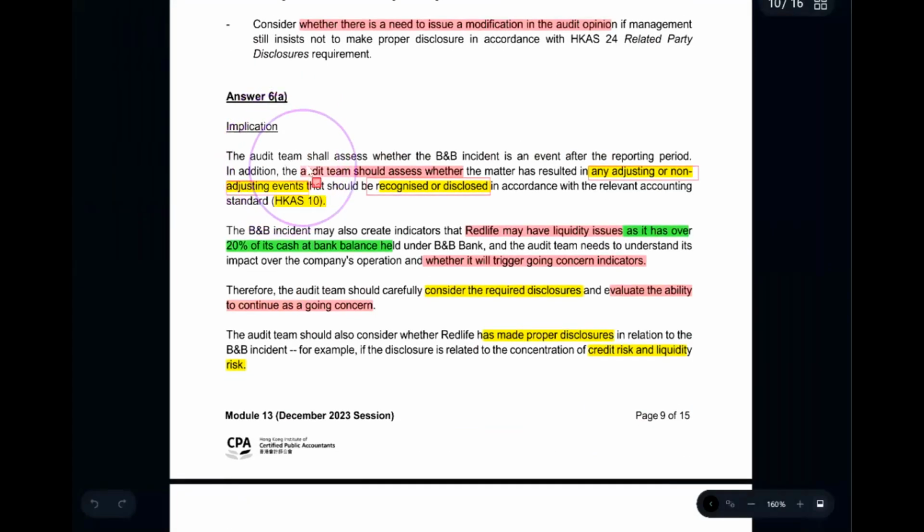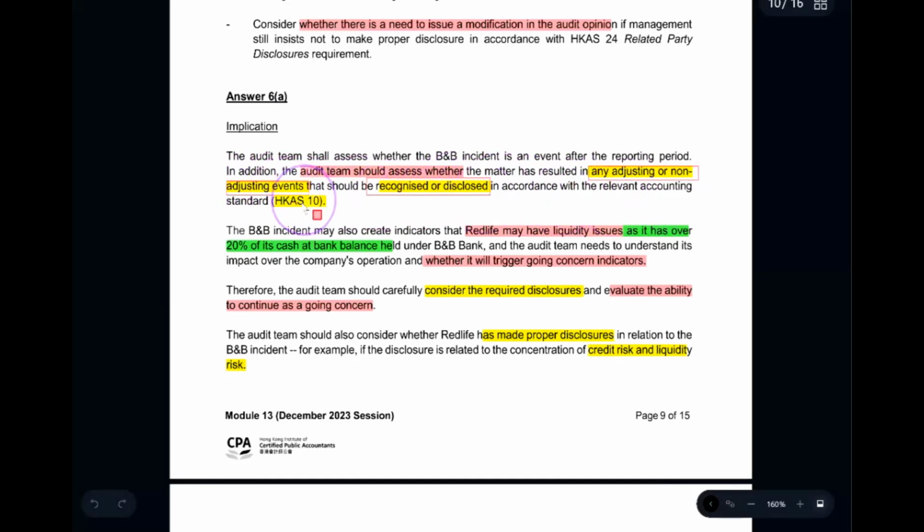First of all, okay, this is an event after the reporting period. This is an accounting saying. You need to name it event after the reporting period. Subsequent event is an audit term. Event after the reporting period is an accounting term. Okay, M11 terms and M13 terms. So for this, you need to identify whether this is an adjusting event or non-adjusting event. And then that should be recognized or disclosed in accordance with the relevant accounting standards, which is HAS 10.